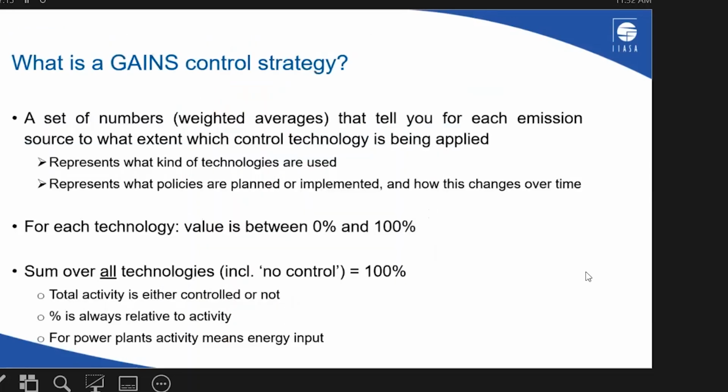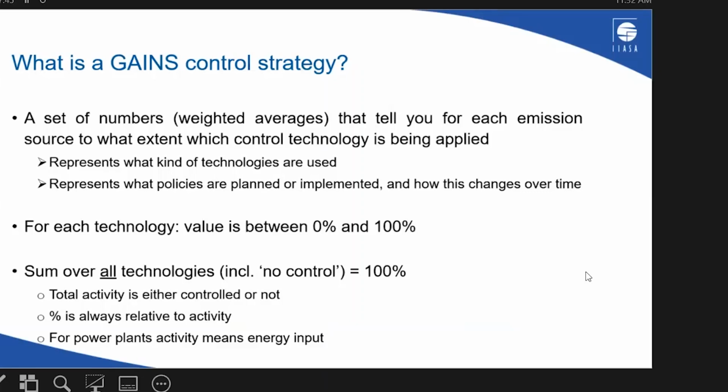But the question is, what is a GAINS control strategy I am talking about? So basically, the GAINS control strategy is a set of numbers or weighted average that tell you, for each emission source, to what extent which control technology is being applied. So it represents what kind of technologies are used, and it also represents what kind of policies are planned or implemented and how this changes over time.